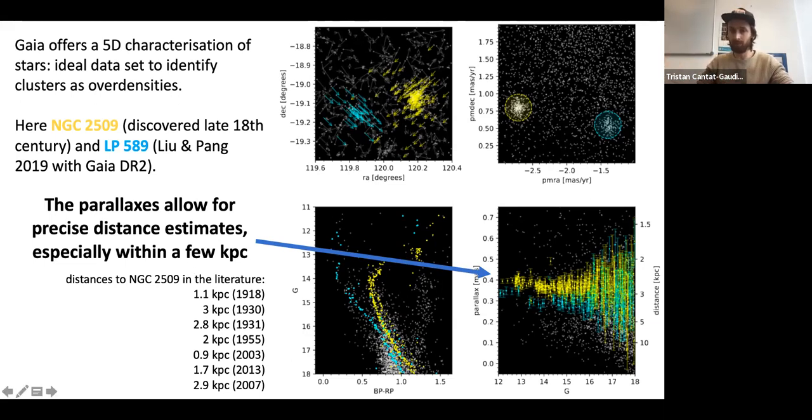I'm showing this example because here it's obvious from the Gaia data that the yellow cluster is almost 3 kiloparsec away. But even very recent distance estimates disagreed on whether it was like 900 parsec from us, or 1.7, or 2 kiloparsec, 3 kiloparsec. And so sometimes to solve an issue, you needed different groups to study the same objects and write different papers. And now you instantly have an answer with Gaia.